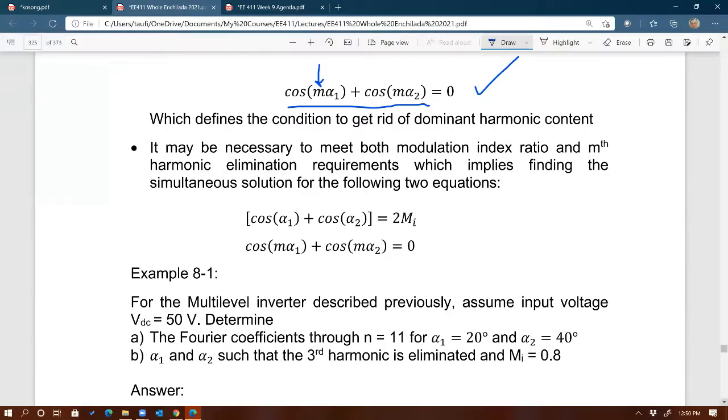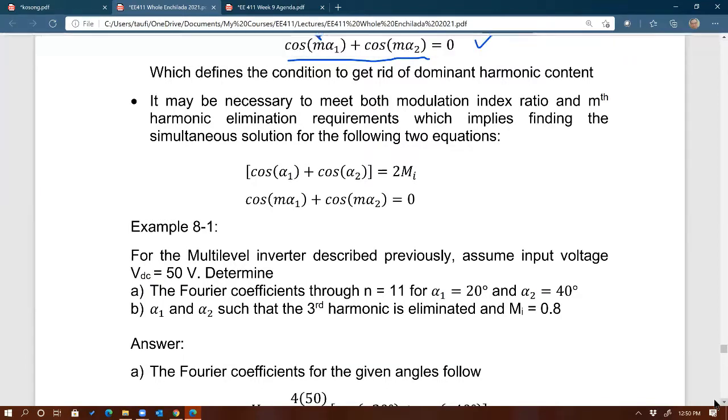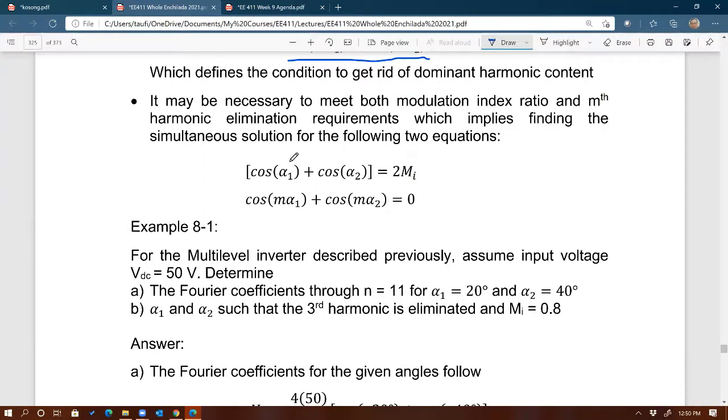So in summary, if I choose alpha 1 and alpha 2 properly, then I could achieve two things. Number one, I could achieve a desired RMS value of the output voltage, and at the same time, I could eliminate a certain harmonic number. Is that cool? So I could achieve both by choosing alpha 1 and alpha 2 properly.